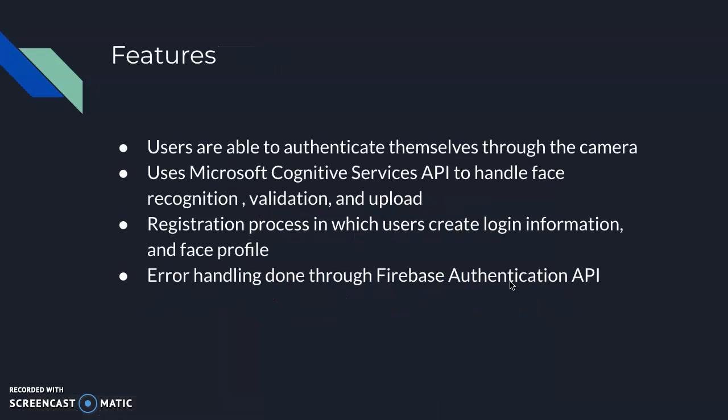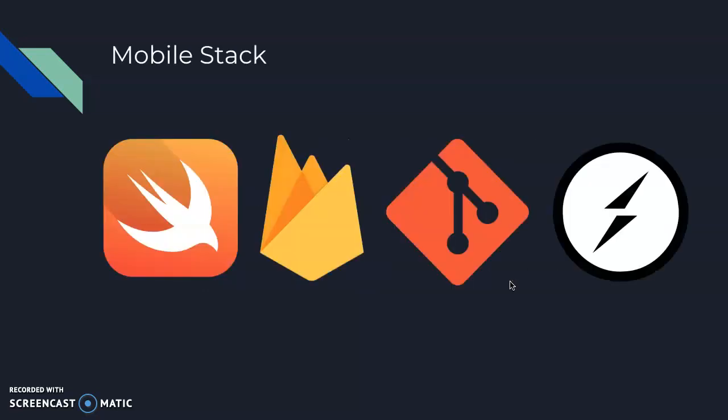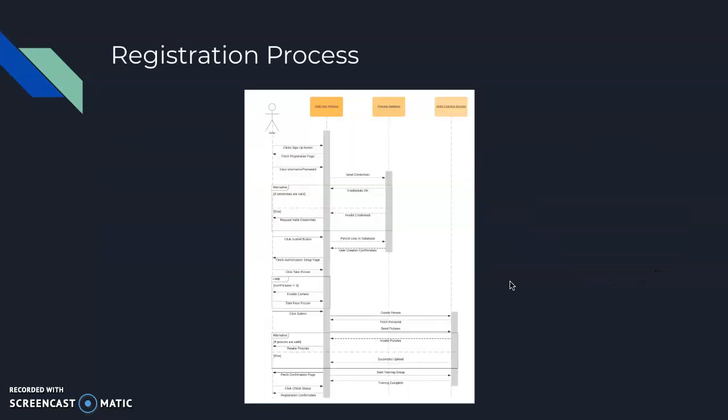Now, in the mobile application, some of the major features: users can authenticate themselves with the camera. They can use Microsoft Cognitive Services to handle recognition, validation, and uploading images. There's a registration process in which users create login information and a face profile. And there's some error handling that is done through the Firebase Authentication API as well. These are some of the technologies that we use. On the mobile side, we just did Swift, so it's only iOS as of now. We also use Firebase, Git for version control, and Socket.io for the overall communication.